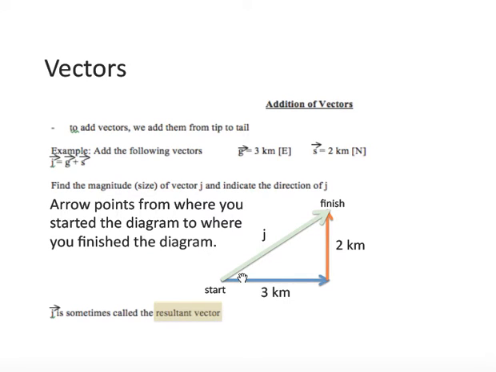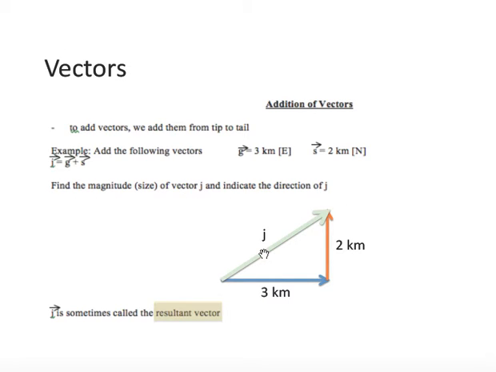Now, please note, this is an error that students sometimes make. The arrow always points from where you started the diagram to where you finished the diagram. So, going back a few moments ago, we started the diagram here, and we finished it here. We drew the east vector first, followed by the north vector. That's why that arrowhead points in that direction. It points in the northeast general direction.